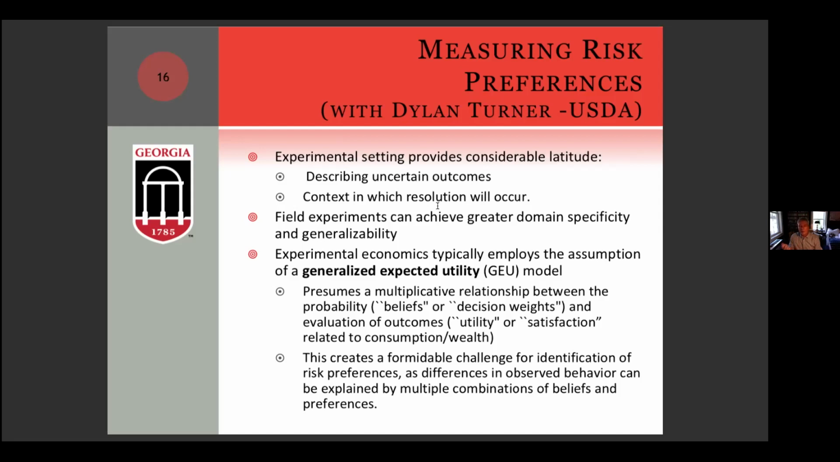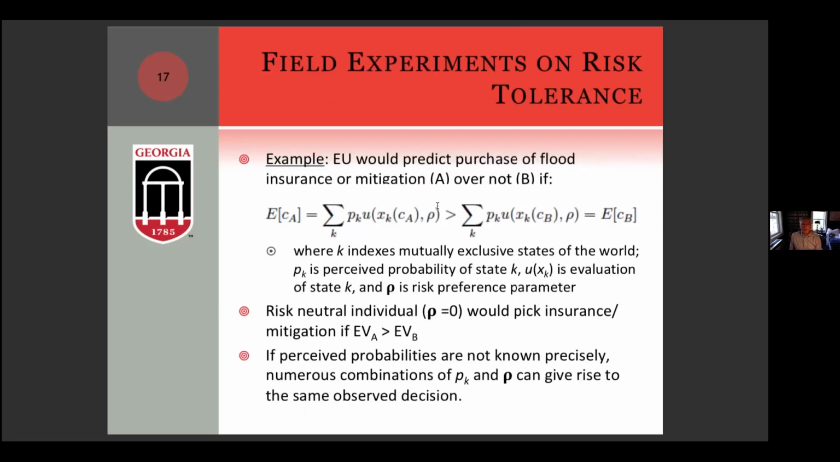The one problem that we run into, though, is every time we've talked about risk, we've talked about multiplying probability and outcome, and that creates a difficulty, because if you're multiplying something, there are multiple levels of probability and outcome that would give rise to the same choice. So it's difficult to separately identify these two important parameters in choice models. For example, if we think about employing this expected utility model or one of these generalized models, we would expect someone to mitigate or purchase insurance if the expected outcome was greater under taking that behavior over not.